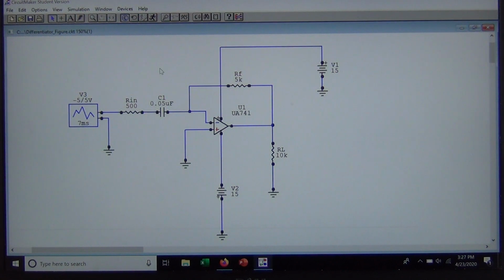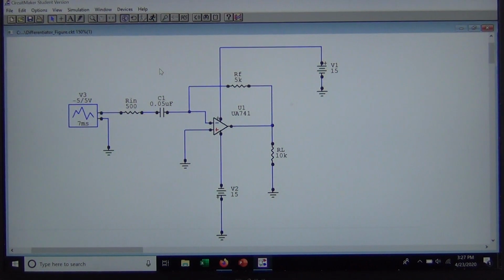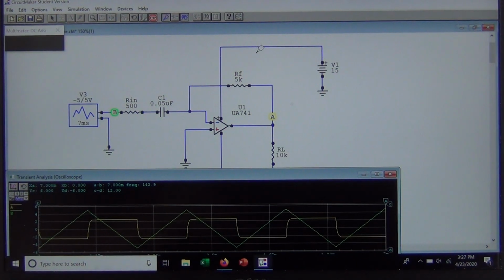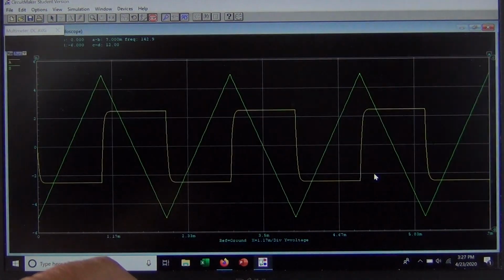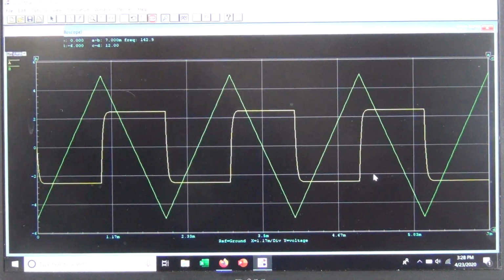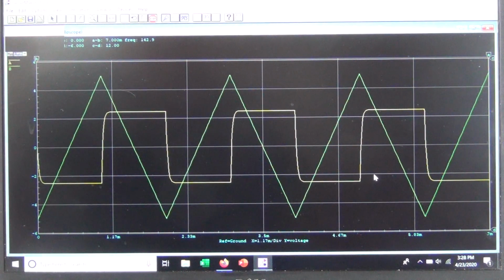Now, before I run it, you notice there's a capacitor in the input, and the feedback resistor is purely a resistor. And so in this case, we're going to get this result. When I blow this up, you'll see it a little bit better. Now the input was the green waveform, and the output is the yellow waveform. So what I've done is I've applied a triangular waveform, and the triangular waveform has a certain slope to it, a positive and negative ramp, which are equal.